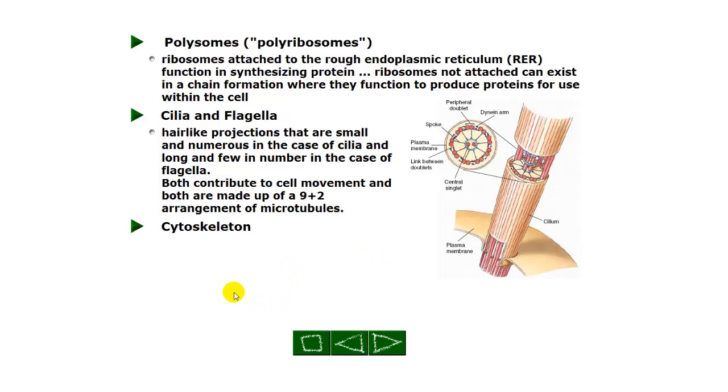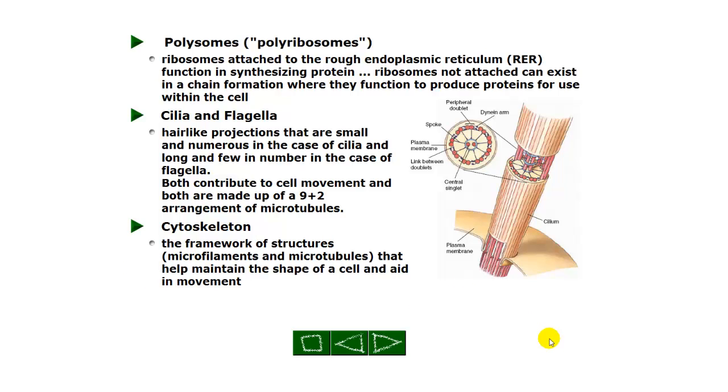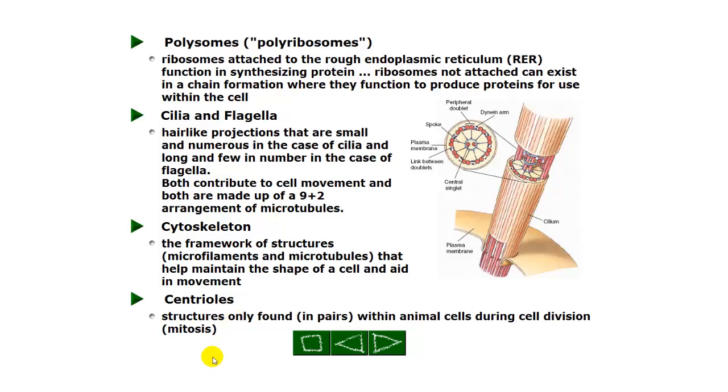The cytoskeleton. Cyto means cell. This is the framework, like your skeleton, that basically maintains the shape of a cell. Framework of structures, microfilaments and microtubules that help maintain the shape of a cell and aid in movement. Centrioles, your last one. You're only going to find these arranged in pairs within animal cells during cell division, or mitosis.